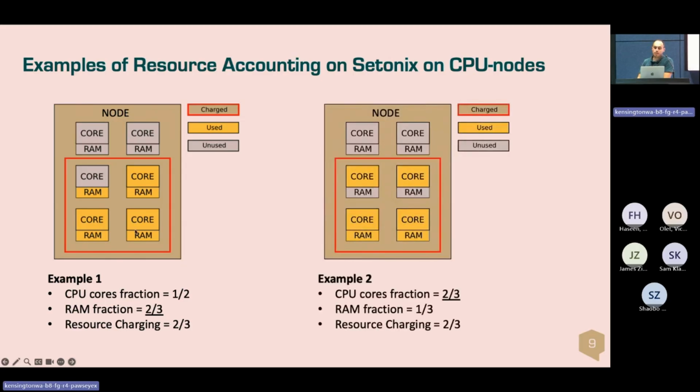The other example is kind of the opposite. We are using 2/3 of the CPU cores, but we are using only 1/3 of the RAM. We are still charged for 2/3 of the node, because in this case the largest fraction is the CPU cores, and so we are charged 2/3 even though we use less RAM.